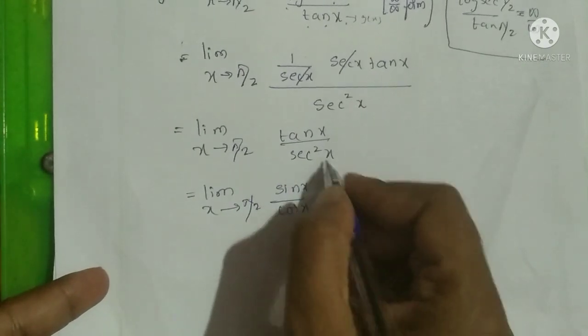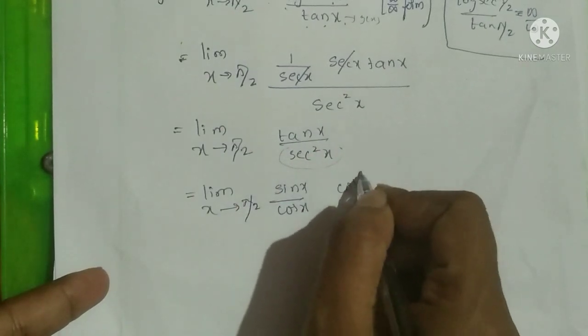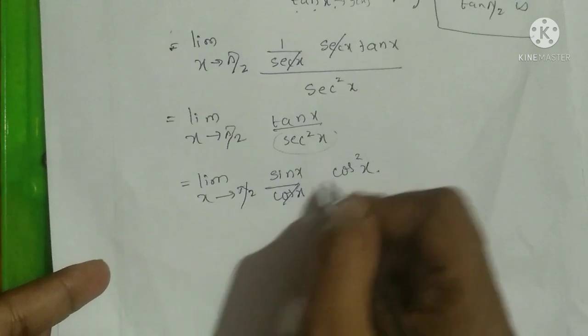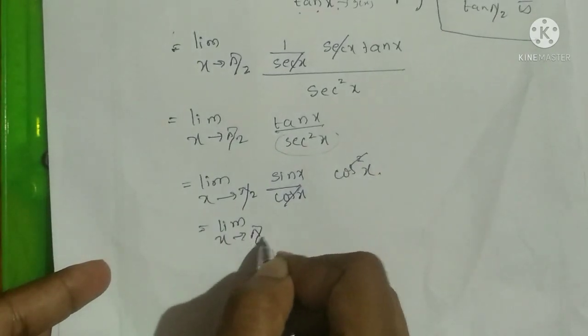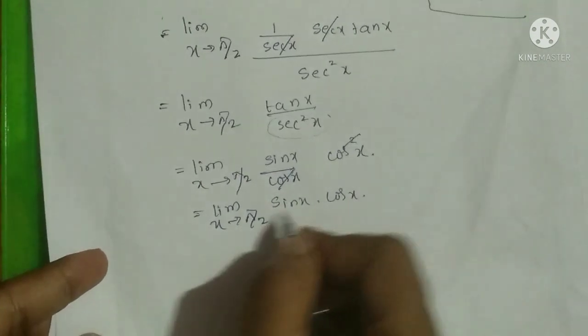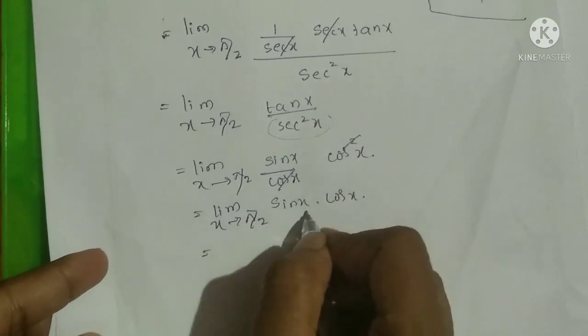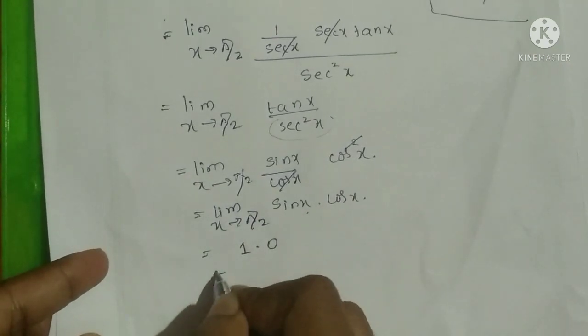So 1 by secant square x can be written as 1 divided by secant square x, which is cos square x. So here this cos x and this cos x get cancelled. Limit x tends to pi by 2, sin x into cos x. When you apply the limit, sin pi by 2 is 1, cos pi by 2 is 0. 1 into 0 is 0.